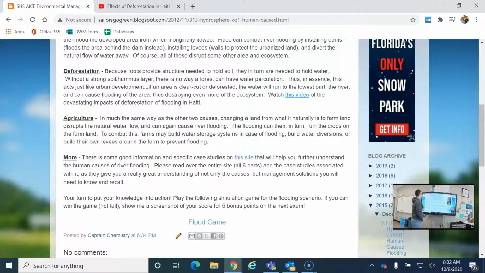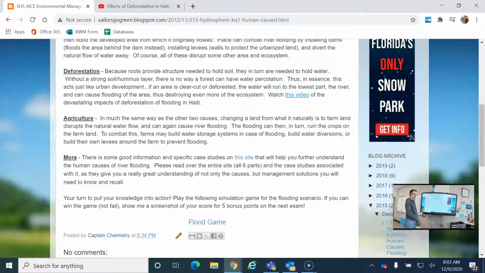Agriculture. All right, agriculture really goes hand in hand with the other ones. It's like urbanization, but with crops, okay? So you use deforestation to cause that to happen. So changing the land from what's naturally there to farmland disrupts the natural flow of water and can, again, cause river flooding. The flooding then can in turn ruin the crops that you planted there on the farmland.